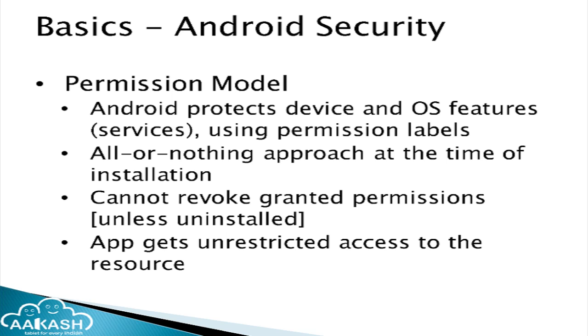The next part is the all or nothing approach. If you are installing an application and, say, there are 10 permissions mentioned in that application, you cannot say that you just want to grant 5 permissions and the other 5 shouldn't be granted. That's not possible. While installing, you'll have to accept all the permissions, then and only then the application can be installed. Plus, once the permissions are granted to the application, you cannot revoke them. If you want to revoke the permissions, you'll have to uninstall the application, which obviously means that you won't be able to access it anymore.